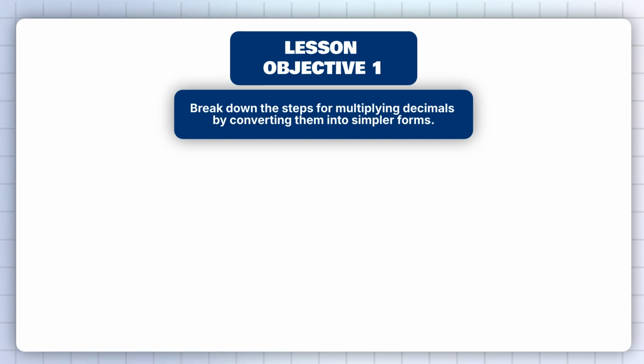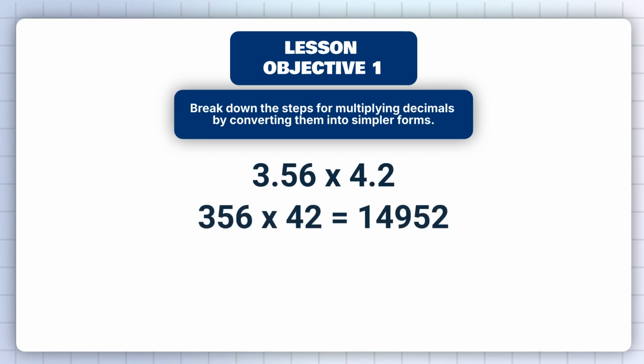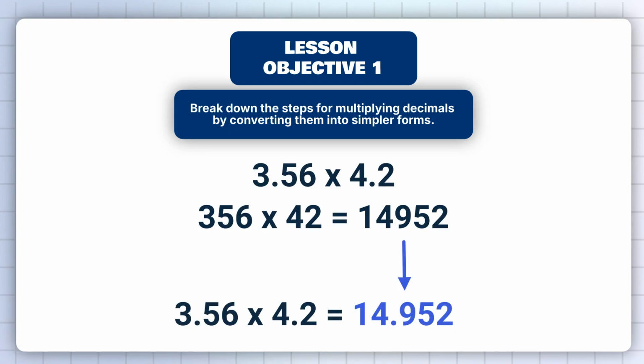For a final example, multiply 3.56 by 4.2. Ignoring the decimals, multiply 356 by 42. Carrying out the multiplication gives us 14952. We had 2 decimal places in 3.56 and 1 decimal place in 4.2, giving a total of 3 decimal places. Adding a decimal point 3 places in from 14,952 gives the number 14.952. So our final answer is 14.952.